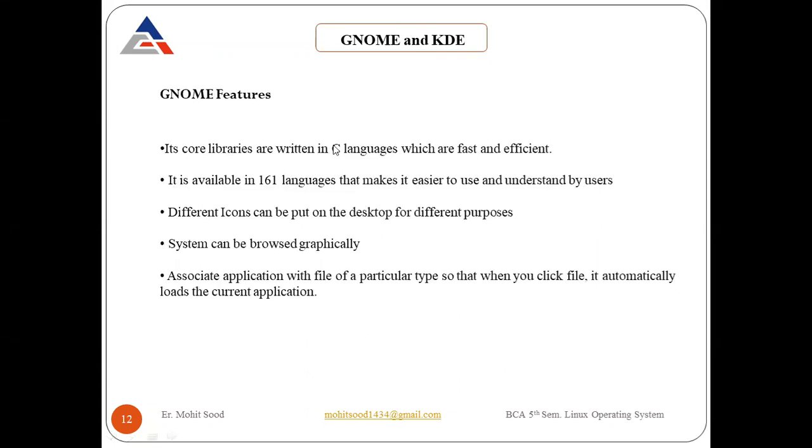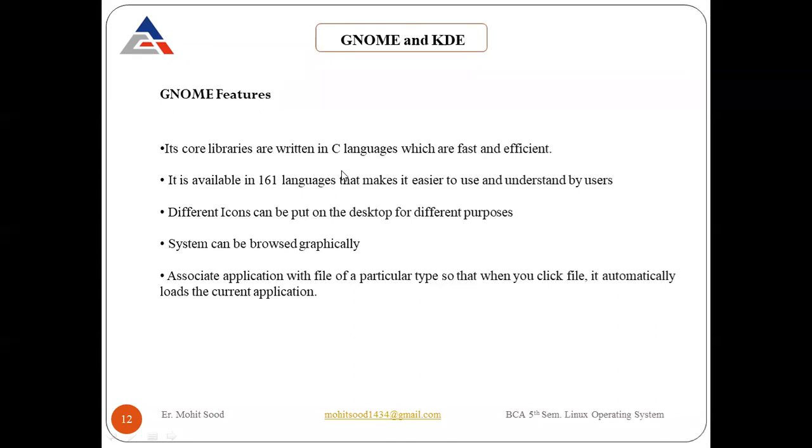Here are some Genome features, like its core libraries are written in C language, which are fast and efficient. Okay, so basically Genome is written in Vala, C, C++, JavaScript, and Python language. And these are very efficient languages nowadays. So it is available in 161 languages that makes it easier to use and understand by users. Okay, the Genome project.